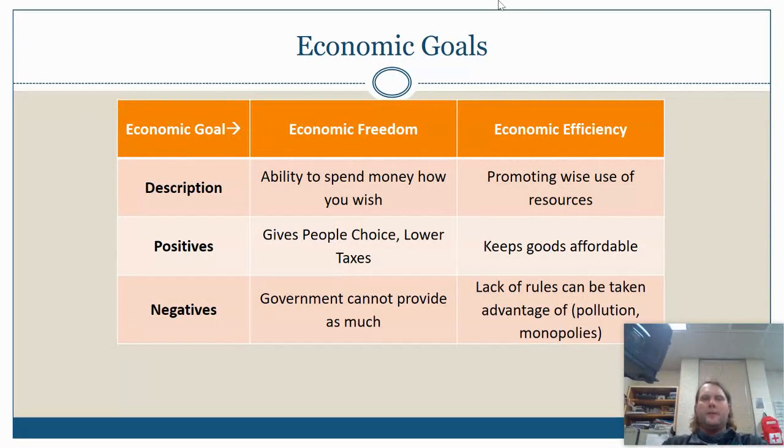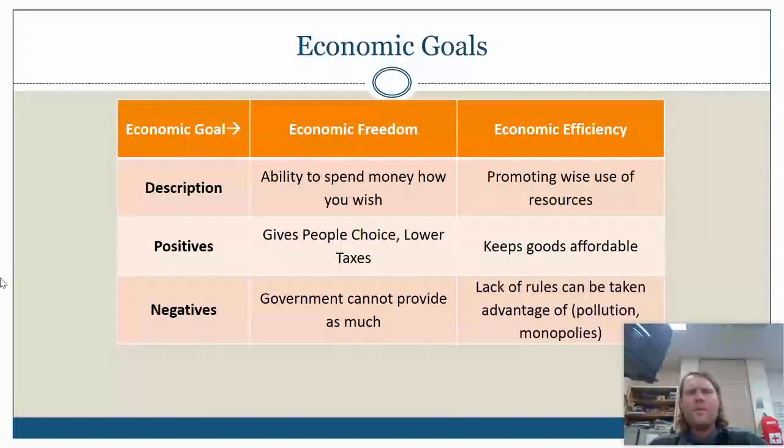If you look at these, economic freedom is a very valued economic goal here in the United States. We like to spend our money on whatever we want. The idea of economic freedom in the United States probably refers to not getting taxed. We don't like to pay taxes. On the flip side, we also know that if we don't have tax revenue, the government can't provide as much. So we like that private choice and being able to do whatever we want. However, the flip side is the government can't produce nearly as much.